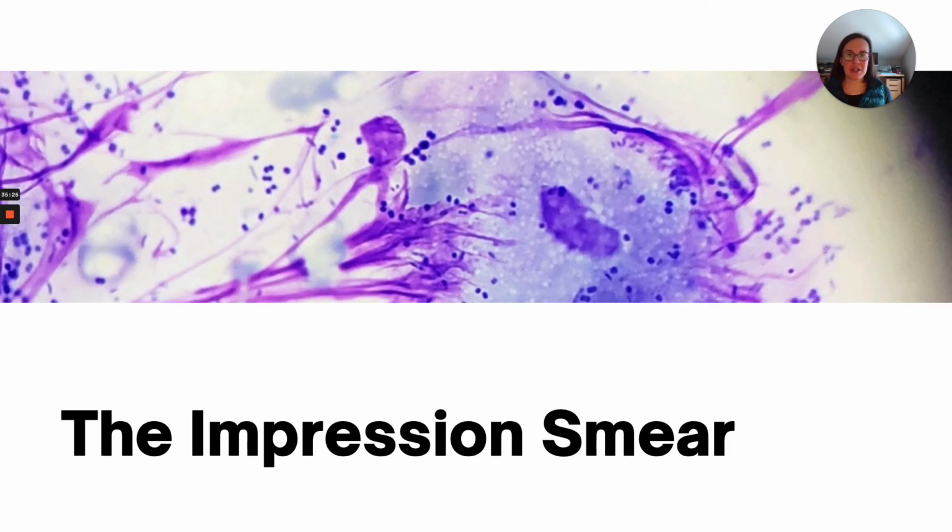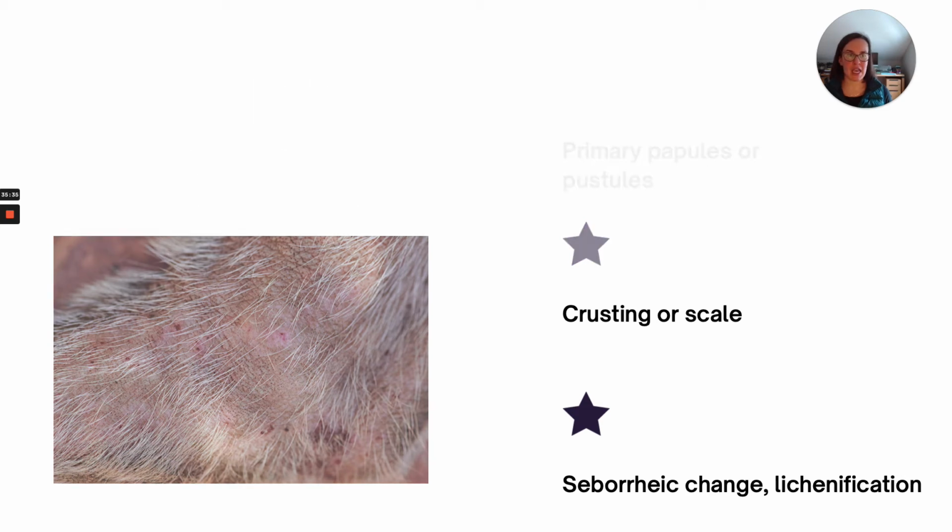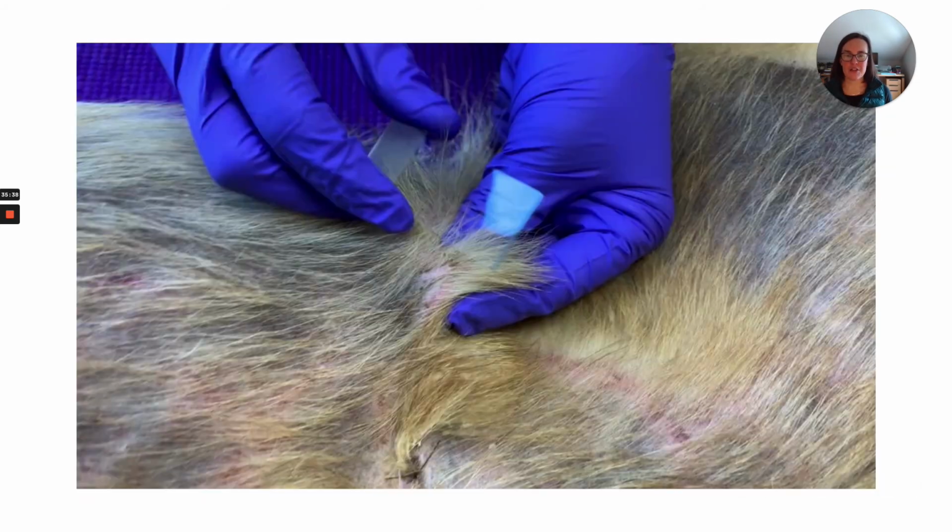Let's move to impression smears. The impression smear is something I use all the time. It's the best. It's very useful. Ideal lesions are going to be your papules and pustules, crusting or scale, and then seborrheic changes or lichenification for sure. And this is how you do it.